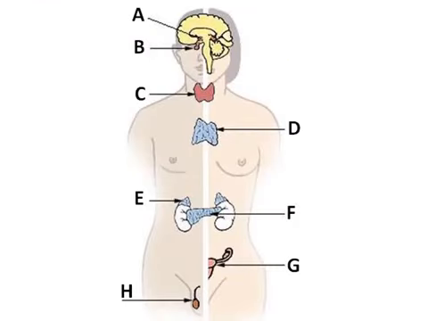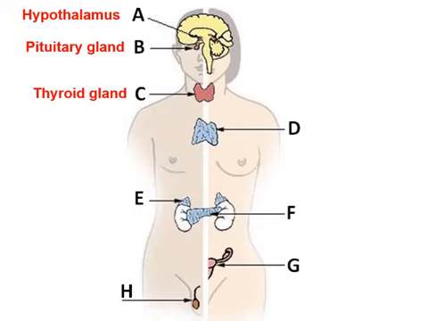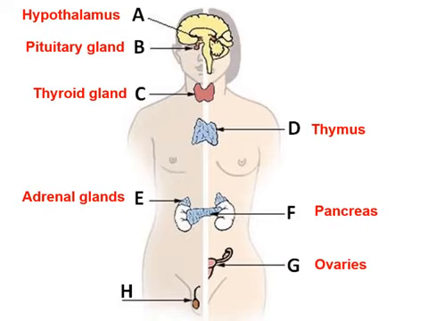So now that we've reached the end, go ahead and pause this video and try to label what is A, B, C, D, E, F, G, and H. I'm going to go over the answers in 3, 2, 1. So now that you had a chance to label these, let's check your answers. Did you call part A the hypothalamus? Part B, the pituitary gland? Part C, the thyroid gland? Part D, thymus? Part E, the adrenal glands? Part F, the pancreas? Part G, the ovaries? And part H, the testes. Let's move on to the next group of questions.